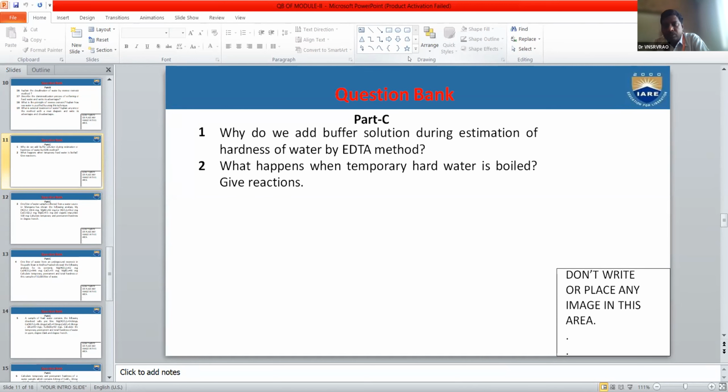And anybody know what is the combination of a basic buffer? Strong acid. No, ma, no. Strong base and weak acid, sir. No. Strong acid and weak base means neutral. But we maintain the pH 8 to 10.